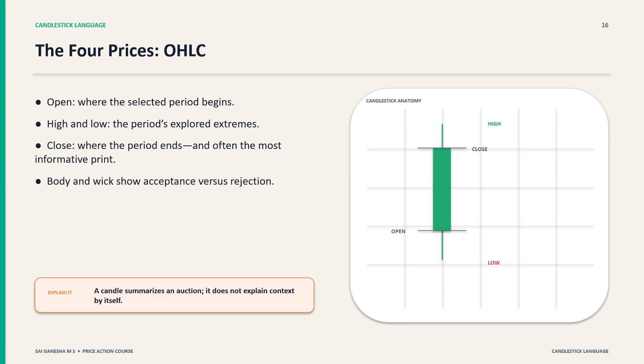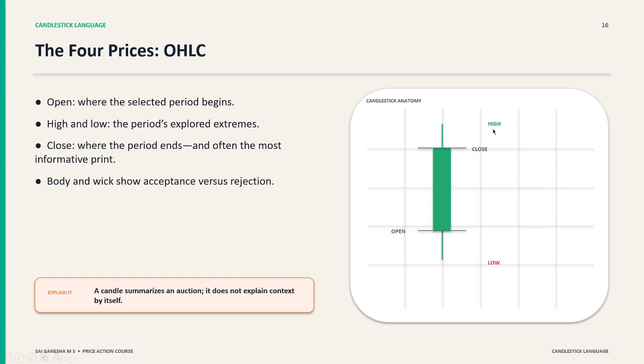So every candle contains four prices: open, high, low, and close. You may have seen this written as OHLC. So the open is the price where the candle started. Now remember, this depends on the time frame. Now I'm looking at a 5 minute chart, so the open is the price at the beginning of those 5 minutes. If I'm looking at a daily chart, the open is the price where the trading day began.